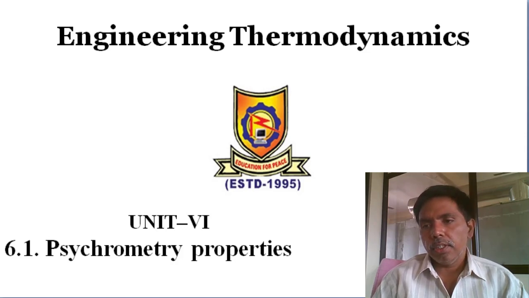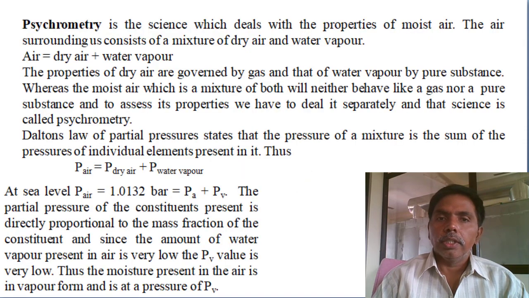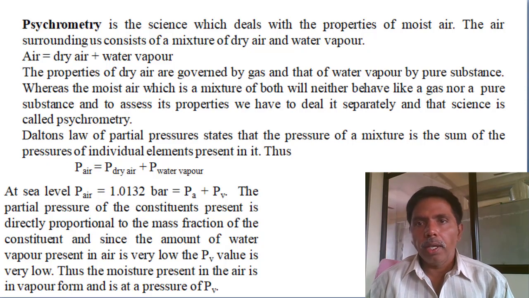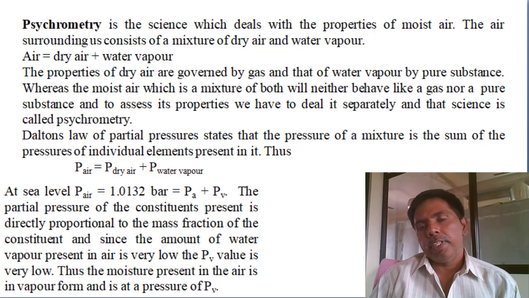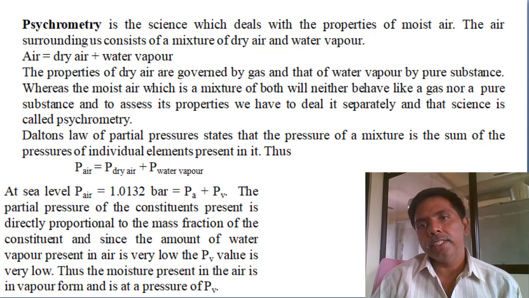First of all, what is the purpose of psychrometry? Up to now, we assumed air is a perfect gas. We applied ideal gas laws, PV equal to nRT, Boyle's law and Charles's law. But in realistic conditions, air is not a perfect gas.